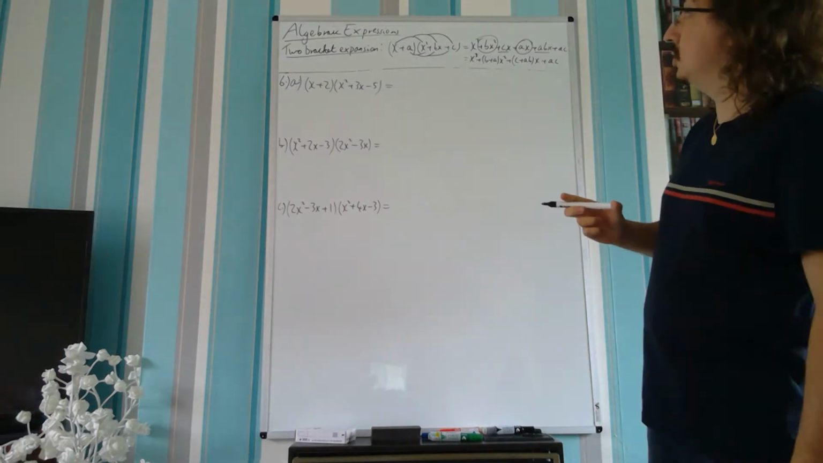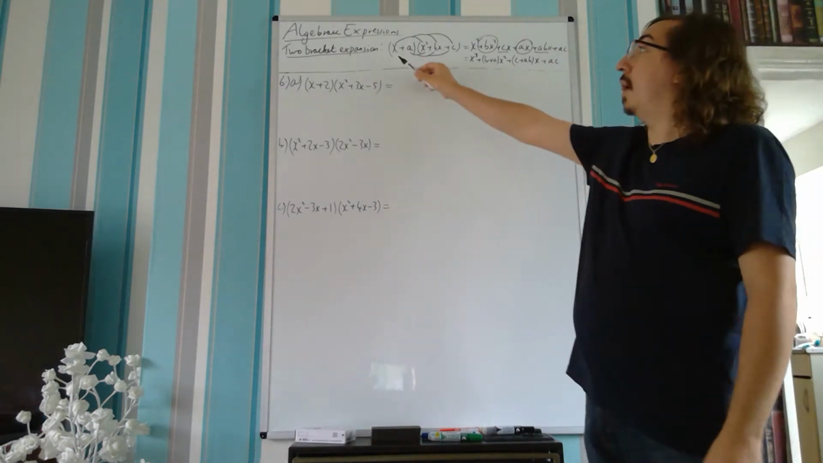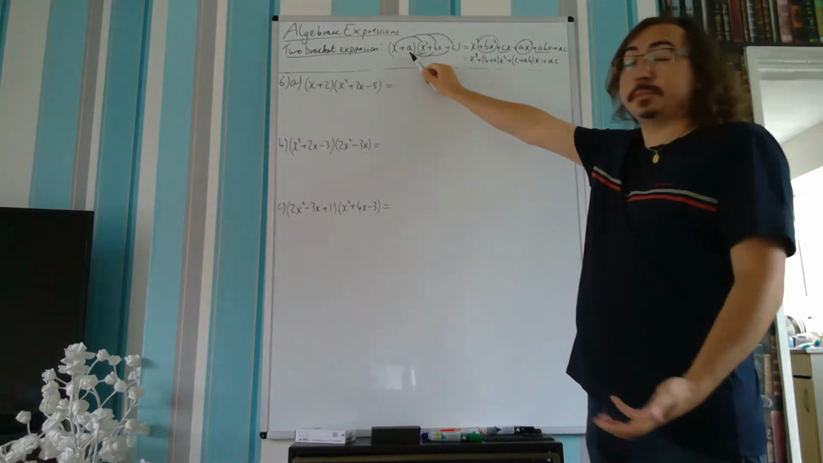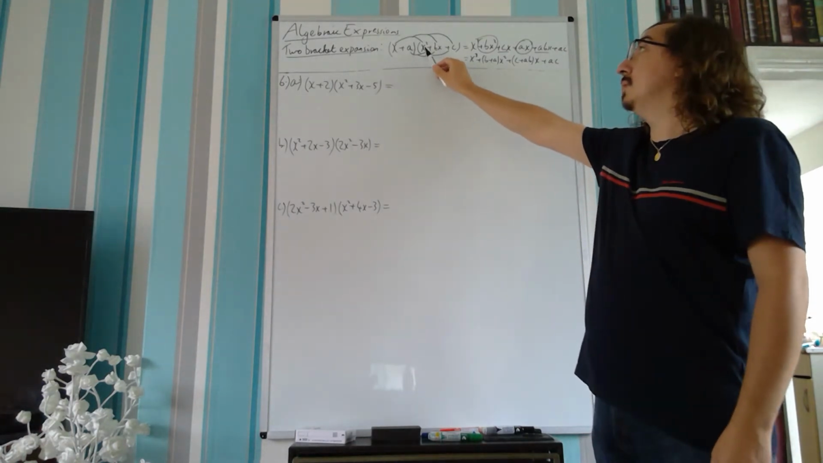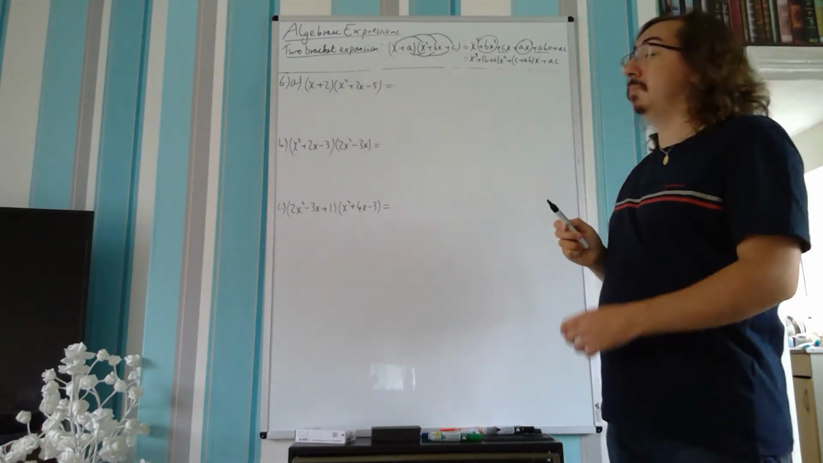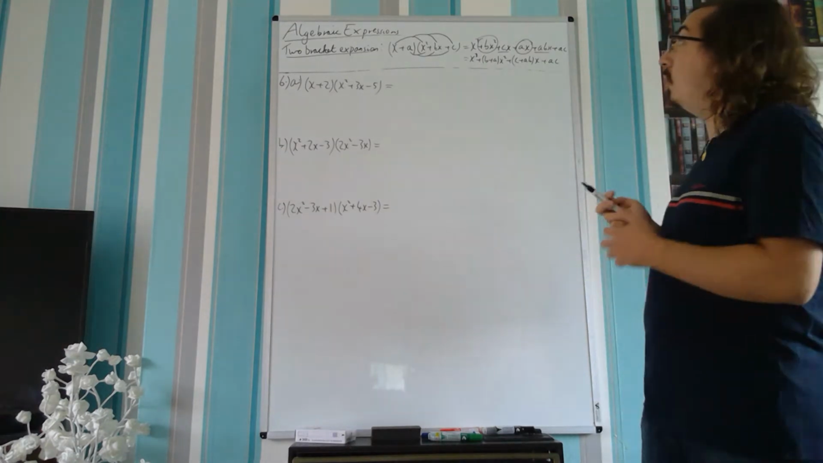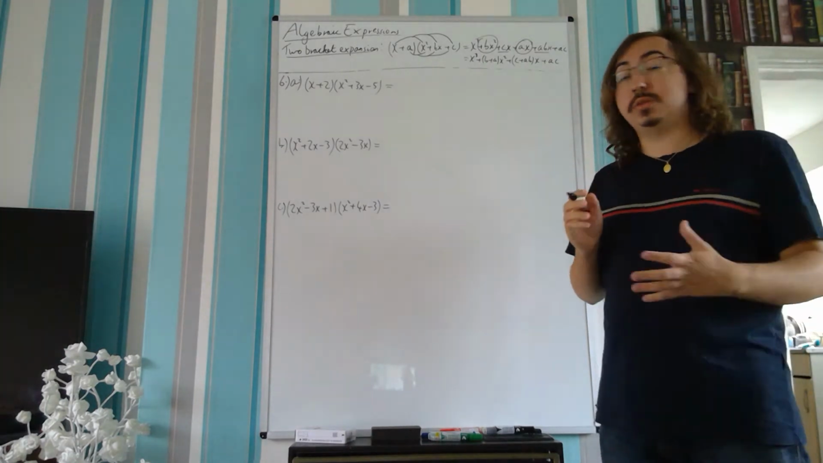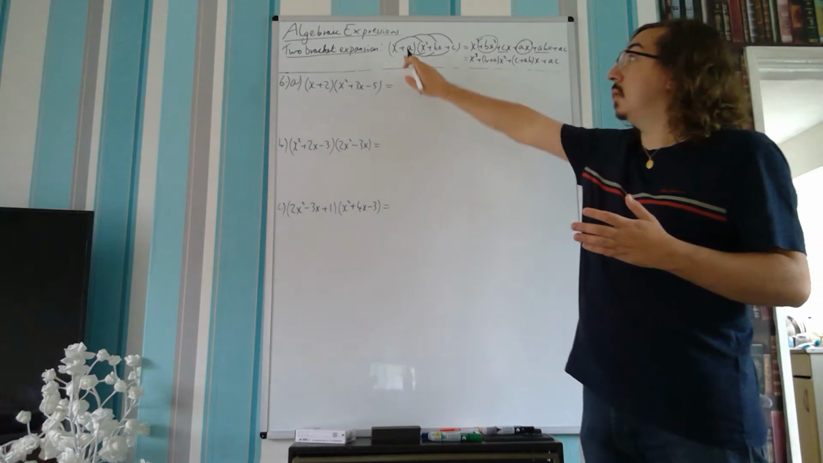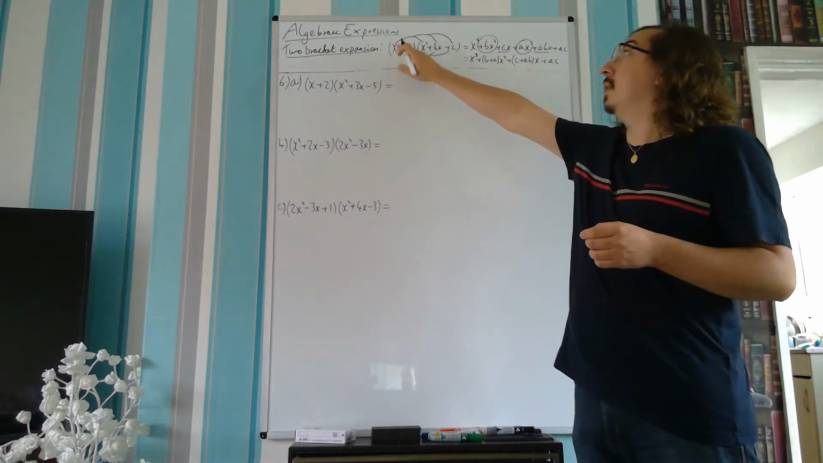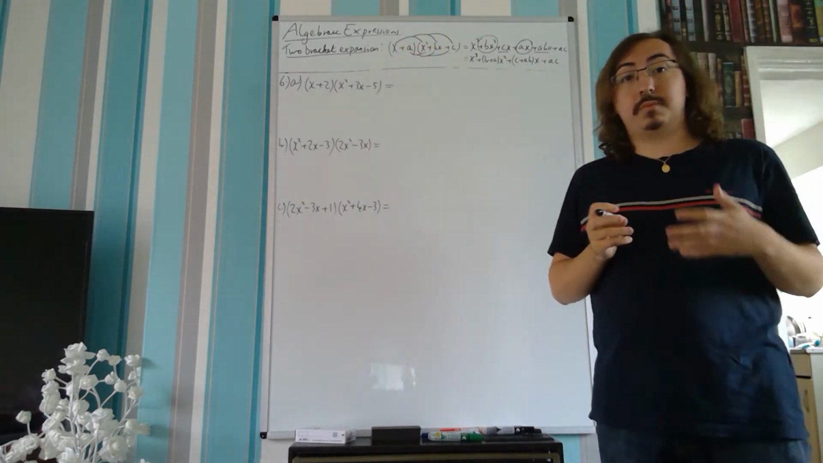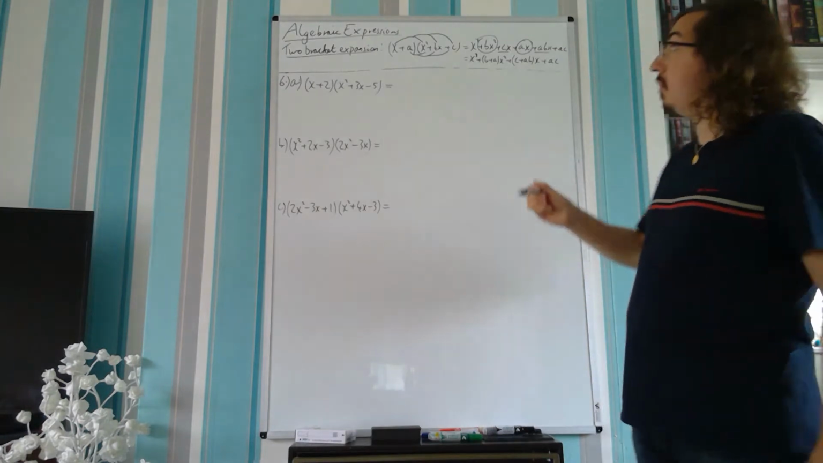Now, just looking at a general expression, if we have a linear bracket, such as x plus a, times a quadratic bracket, such that x squared plus bx plus c, to expand this, all that you have to do is ensure that every term from the first bracket multiplies every term from the second bracket.